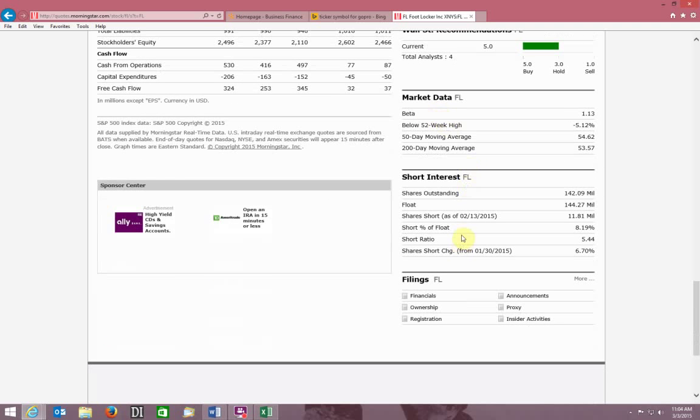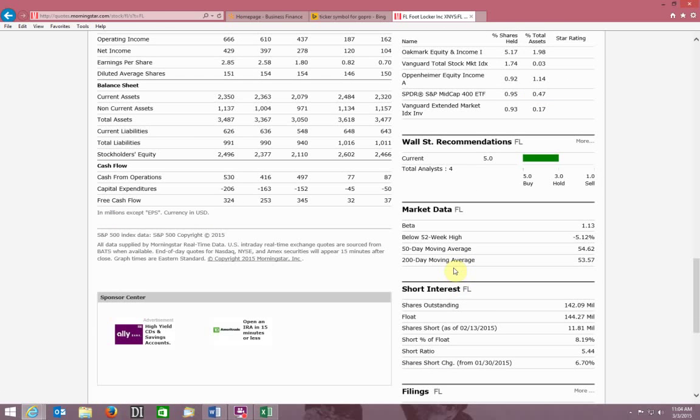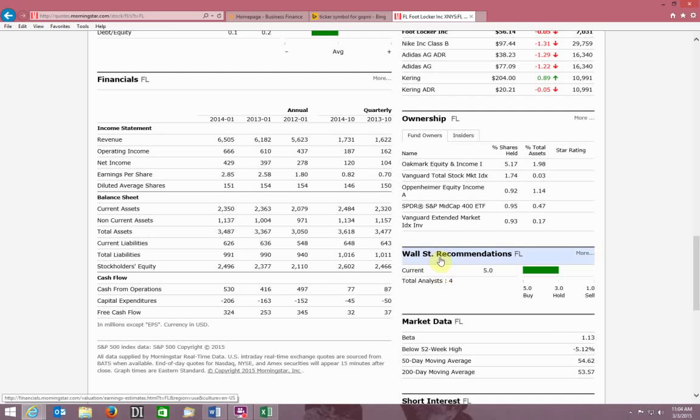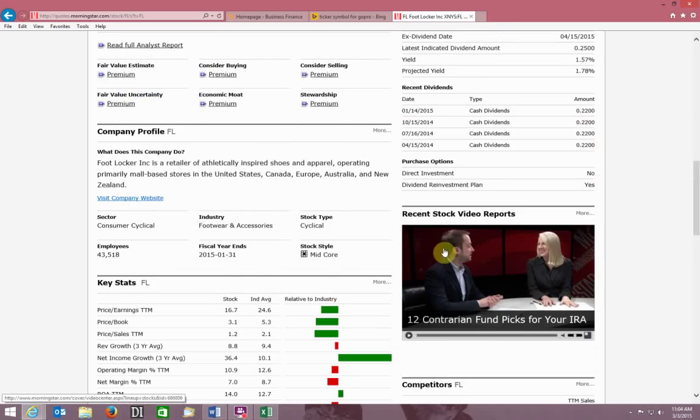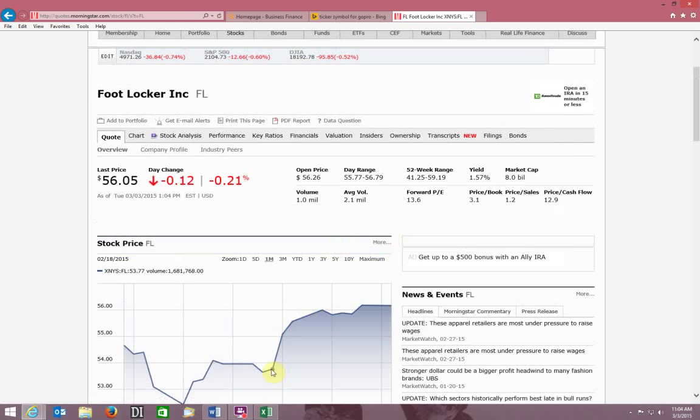Okay, now look down here. We've got filings, financials, ownership, registration, announcements. We might be able to find some stuff there like an annual report. It's possible. I thought there was one spot here that was actually a little bit more clear on that, and it's not jumping right out at me. So hang on a second. I'm going to pause and find that so I can take you right to it without wasting your time.